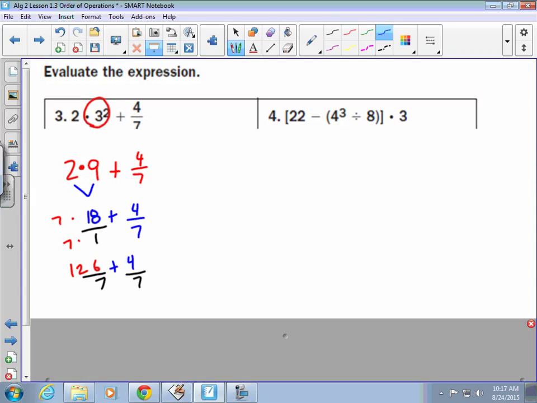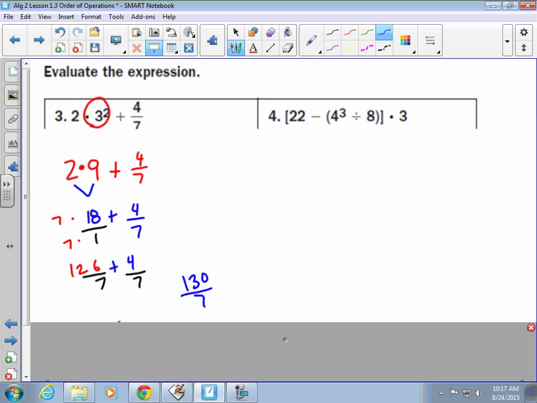So the bottom number is now the same. We'll leave it the same, 7, and we'll add straight across. 126 plus 4 is going to be 130. Now 130 divided by 7, if you make it into a mixed number, all it says is 130 divided by 7. 7 goes into 130 18 times, and there are 4 over 7 remaining. So this is a mixed number version right here, 18 and 4/7.